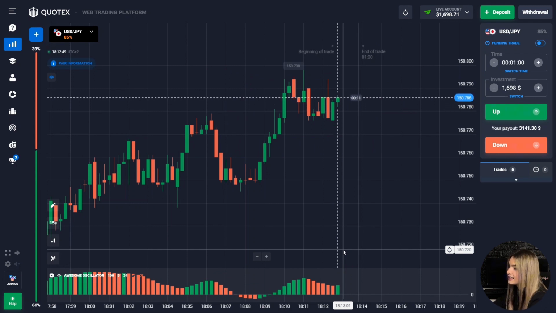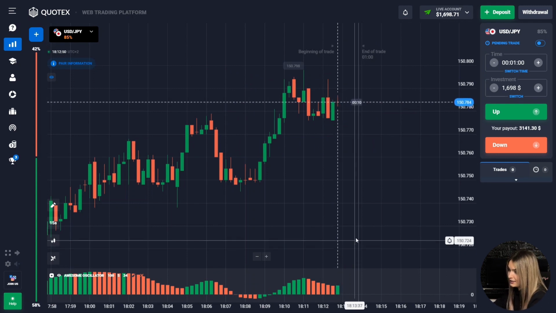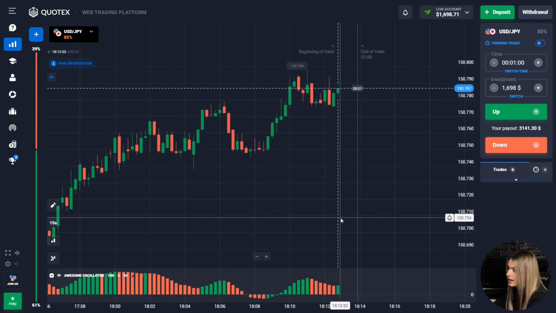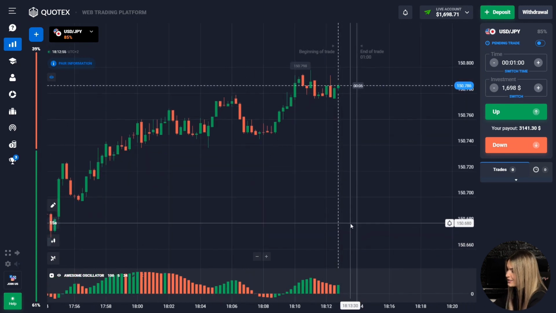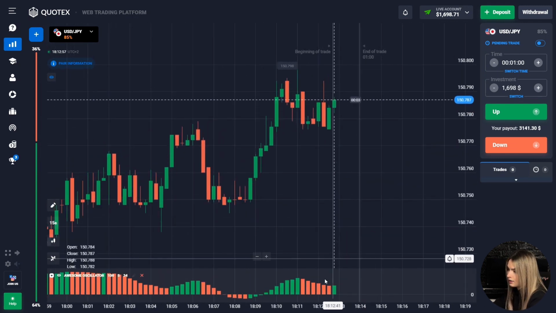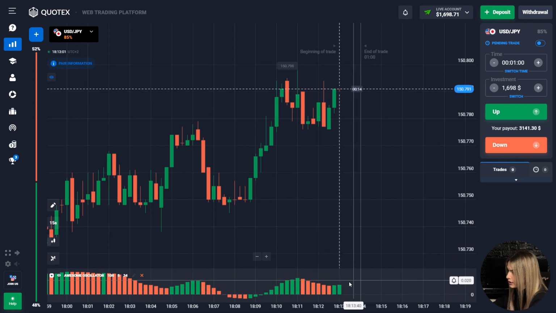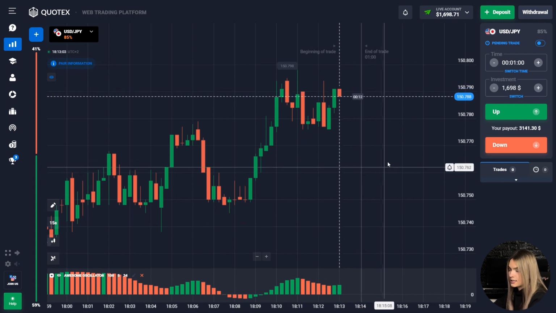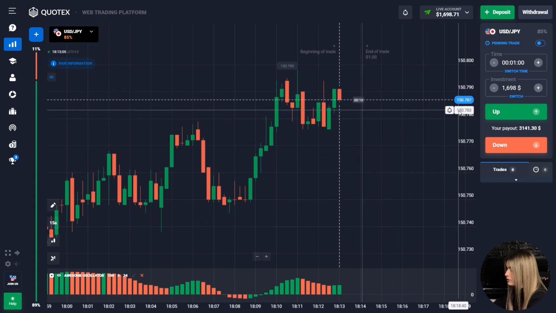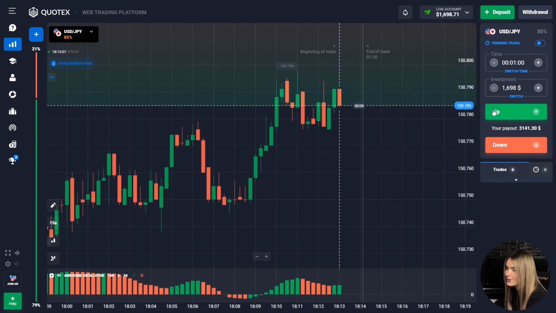As you can see, an uptrend is relevant here. Most of the time, the histogram is above zero. The new column appears green and it is longer than the previous one. This is a buy signal. Therefore, I go with my entire deposit up.